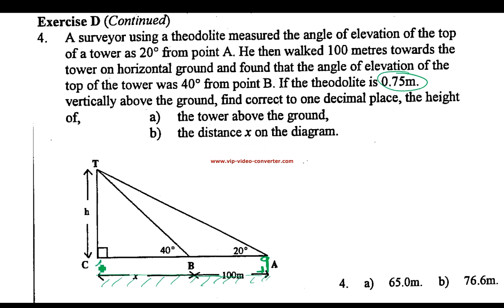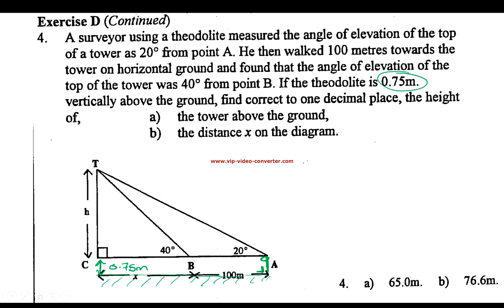So there's going to be this extra height that's going to come in to find the total height of the tower, because the tower right to the ground is going to be down here. But from our angles of elevation, we're just measuring a particular portion of our height. Okay, so we've got that in there at 0.75 meters. And we're told the ground's horizontal, and that's why we can take this horizontal line up.